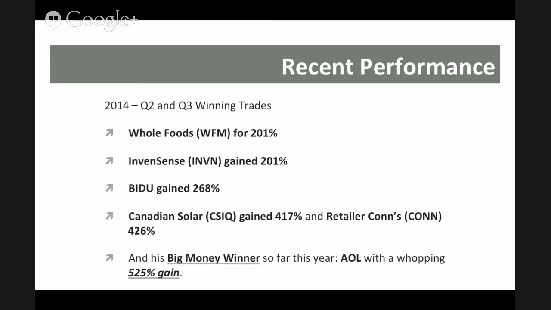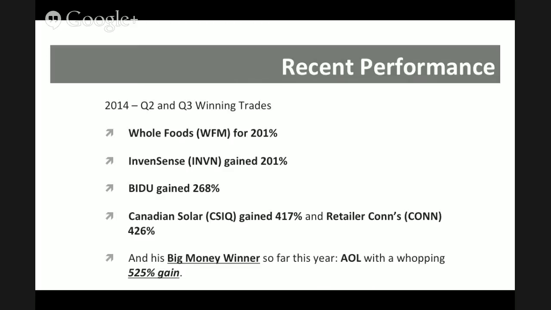In fact, just in the last month, in August and early September, we had Canadian Solar for 400%, and the retailer Cons for 400%. And again, AOL, which was a May trade, that was over 525% gain. So the big numbers are there, and as Jamie talked about, the ability to win more than a loser loses. Remember, your losses are going to be capped at 100%. That's the maximum loss that you can incur. But your profit potential is not capped. It's only capped by the market.